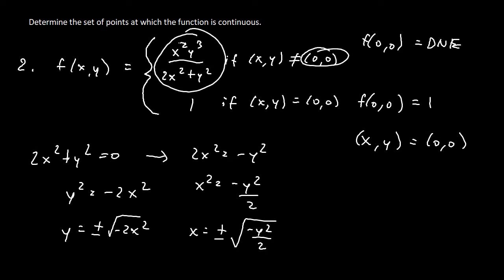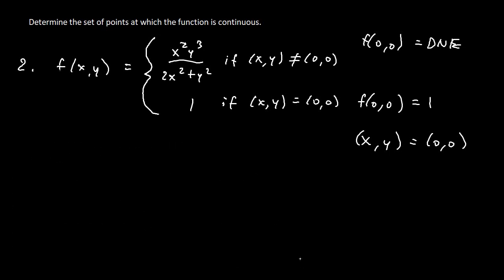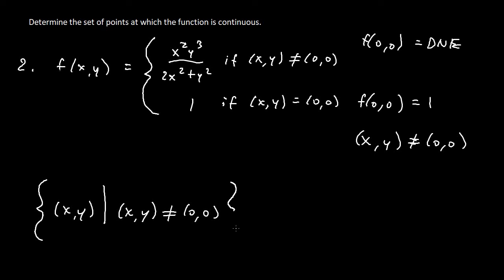So when we go ahead and write our set of points similar to set notation here, with curly braces on the outside, we can go ahead and say for all ordered pairs x comma y such that, now we can go ahead and state our domain, that x and y, now instead of equals we have to say it cannot equal. So x comma y cannot equal 0, 0. So this describes a set of points at which the function is continuous.